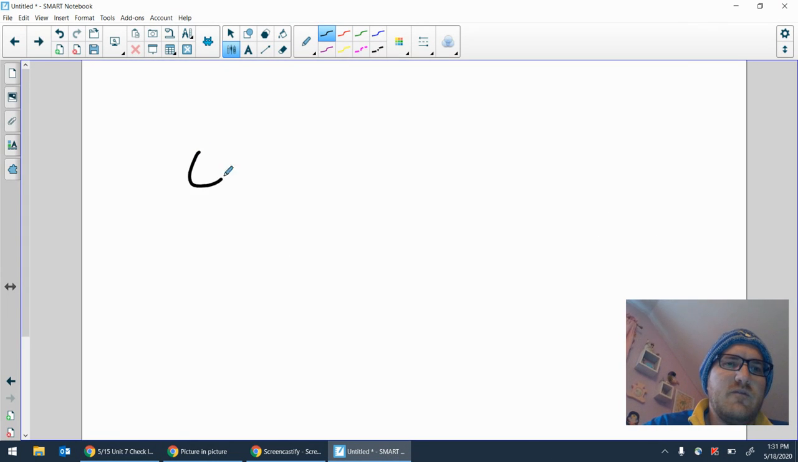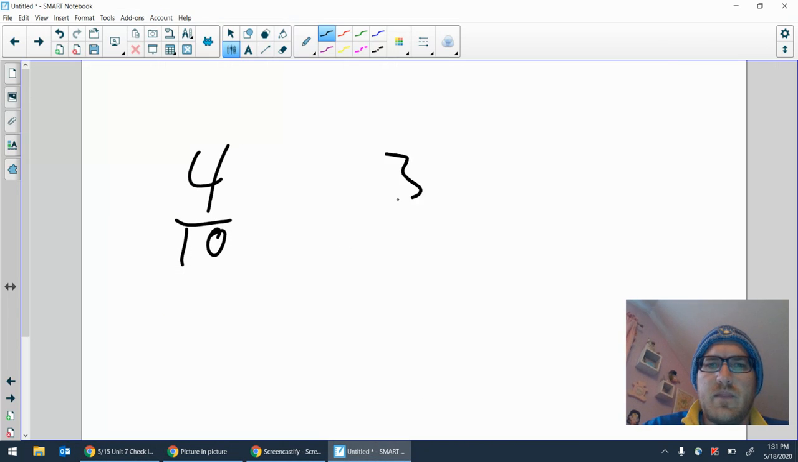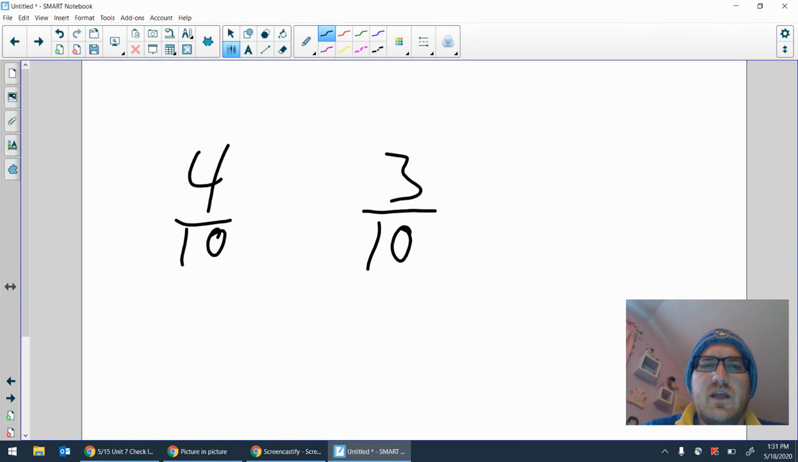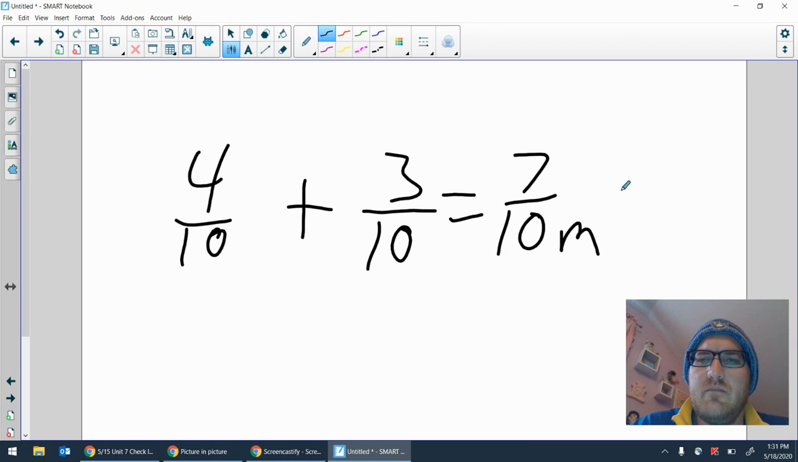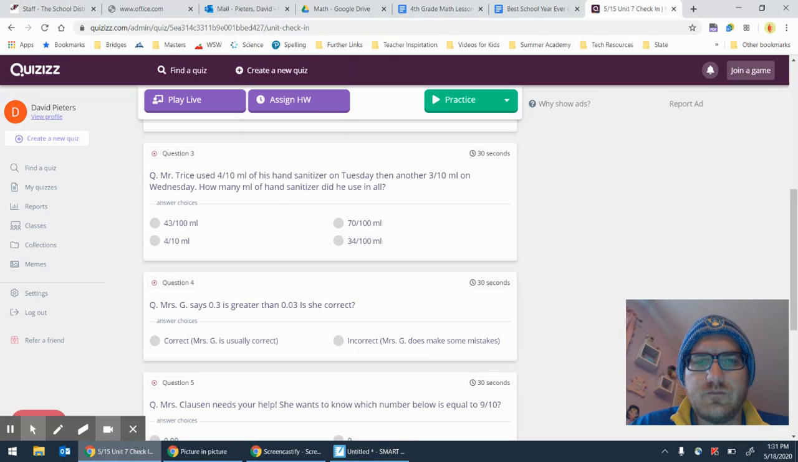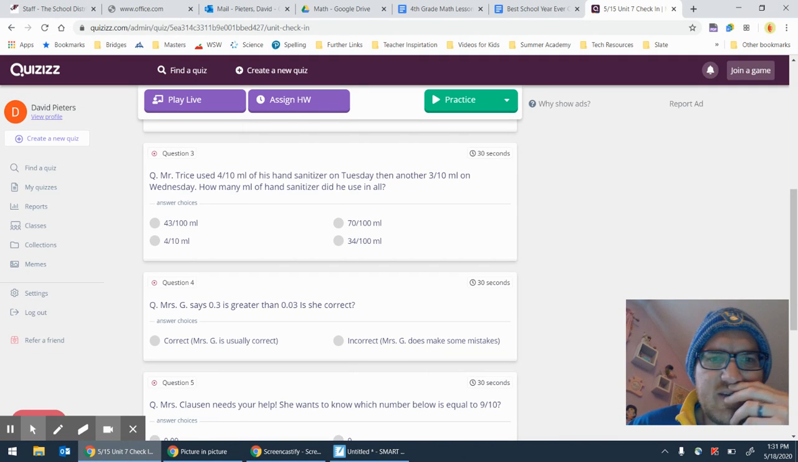So we had 4/10, and then we have 3/10. So this part is pretty easy for us. He did 4/10 one day, and then he used another part, so we're going to add it on. And so for a total, he's at 7/10, and that measurement is milliliters. But now when we go back and look, I don't see 7/10 anywhere.